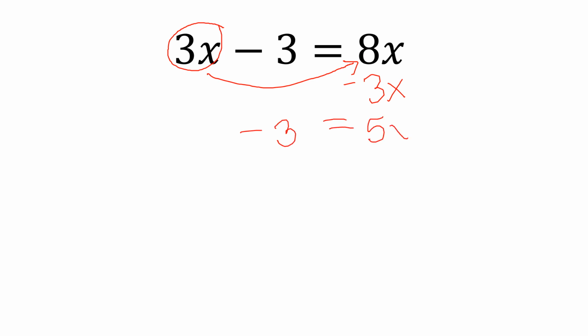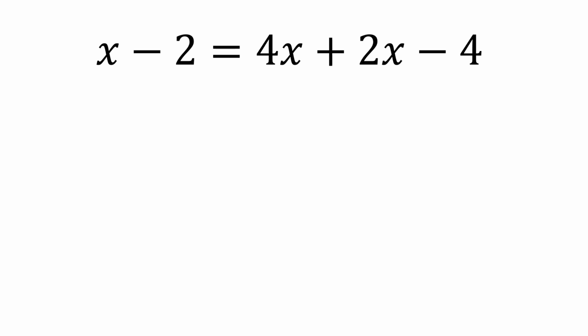And so now, to find out what x is, I need to move the 5 off of x. I move that, getting rid of multiplication with division. So I'm dividing by 5 to get x by itself. So negative 3 over 5 is the value of x. And x is negative 3 over 5.